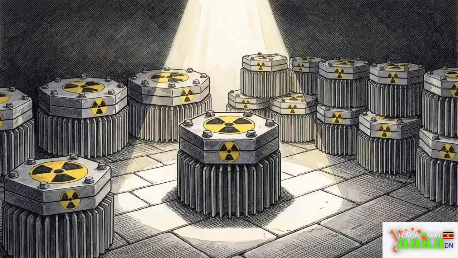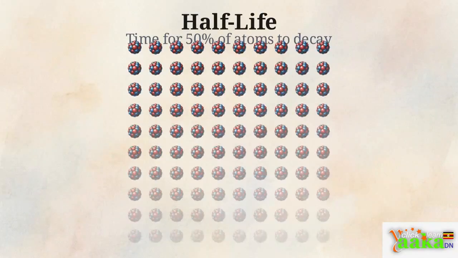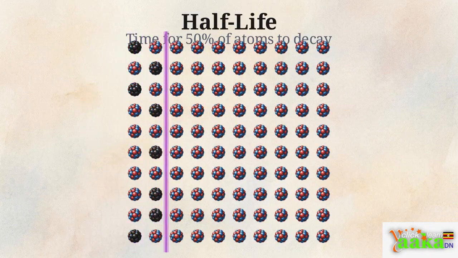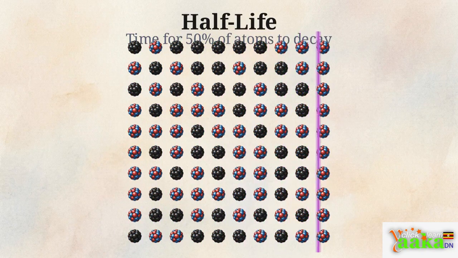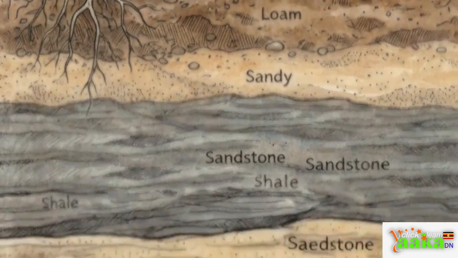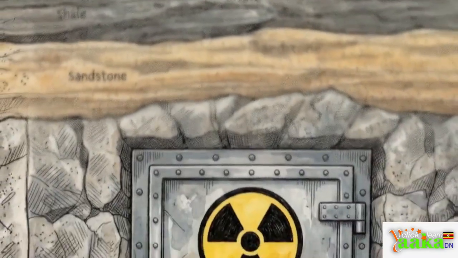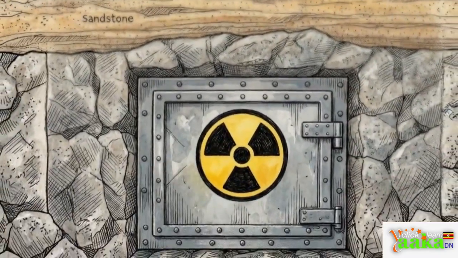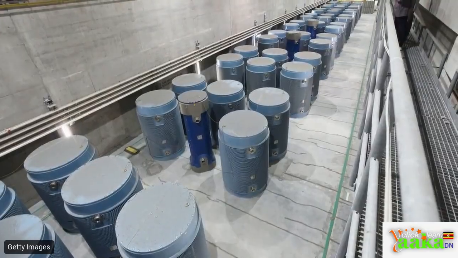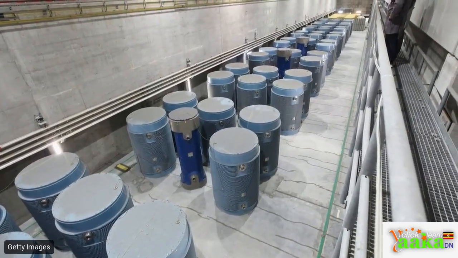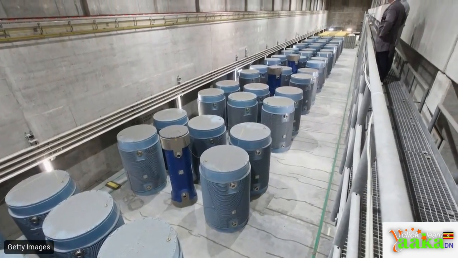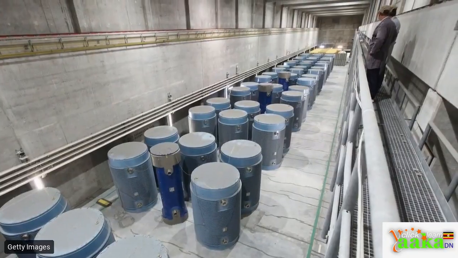However, this technology leaves behind radioactive waste. We measure the danger using half-life, the time it takes for half of a radioactive sample to decay into a stable state. Because some isotopes have half-lives of thousands of years, nuclear waste represents a hazard that will outlast the civilizations that created it. Managing this requires sealing waste in lead-shielded containers deep underground to prevent it from ever contaminating the surrounding environment or groundwater.